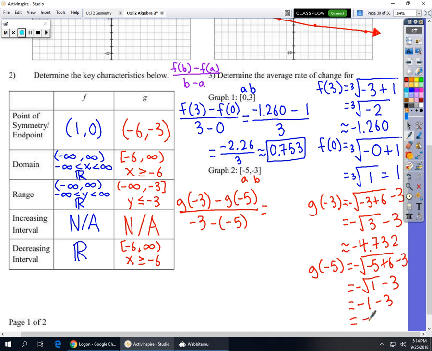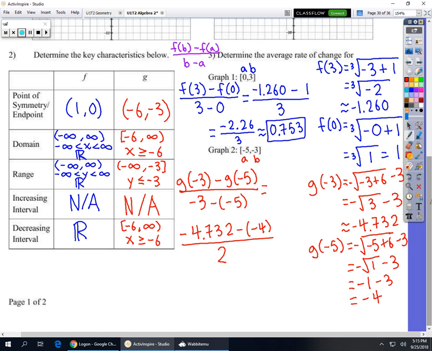That is negative 4. So let's put all these numbers in here. I've definitely run out of room here, so I'm going to write it underneath. So that is negative 4.732. 3 decimal places is really good, because that's exactly what you have on the AP exam, if you want to take that class. Minus negative 4 divided by negative 3 minus negative 5. Remember, minus and minus makes a plus. So that's negative 3 plus 5. That is 2.